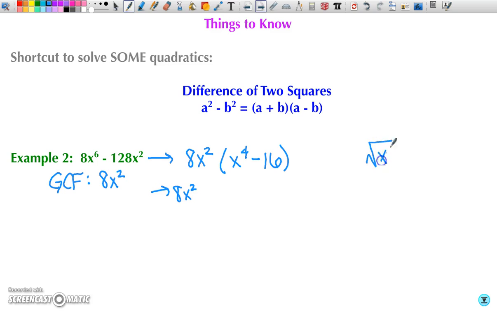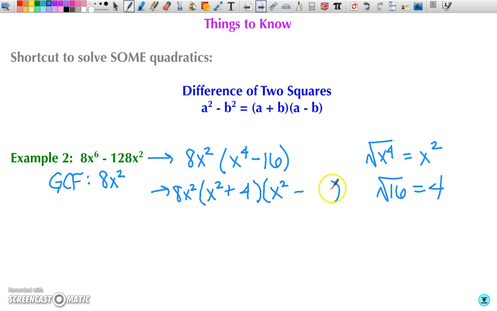So the square root of x to the 4th is x squared. So this goes in your first spot, and then in your first spot in the second set of parentheses, one's plus and one's minus. Then we have the square root of 16, which is 4. So 4 goes here and also here. Now, this one we can't do anything with. However, if you'll notice that this is a perfect square, but so is 4. So we can actually go a step further because this one is another difference, meaning minus, of squares.